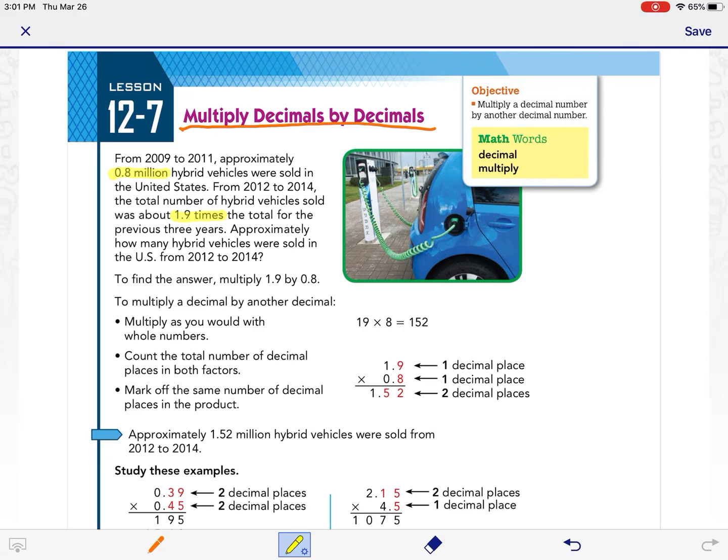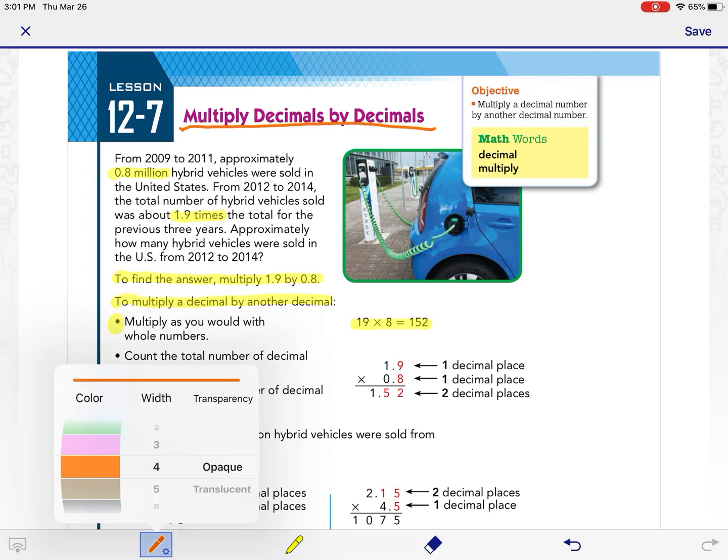So it says approximately how many hybrid vehicles were sold in the U.S. from 2012 to 2014. Well, we can tell that it's 1.9 times 0.8 million. So to find the answer, we're going to multiply 1.9 times 0.8, or you could say 1.9 by 8/10. So you're multiplying a decimal by a decimal. In order to multiply a decimal by another decimal, here are our steps. First of all, multiply as you would with whole numbers. You take the decimal out and you simply multiply as if they were whole numbers.